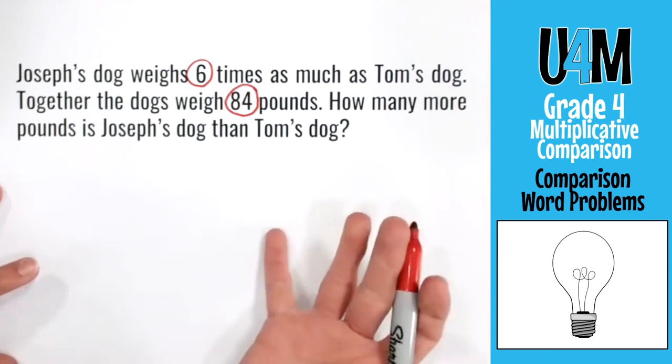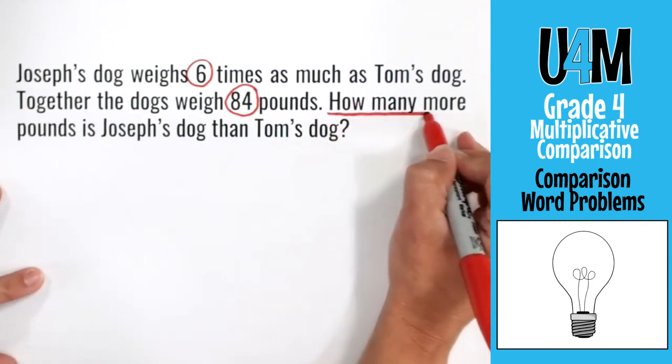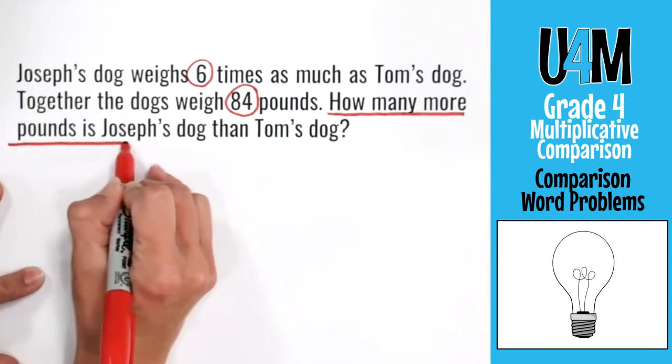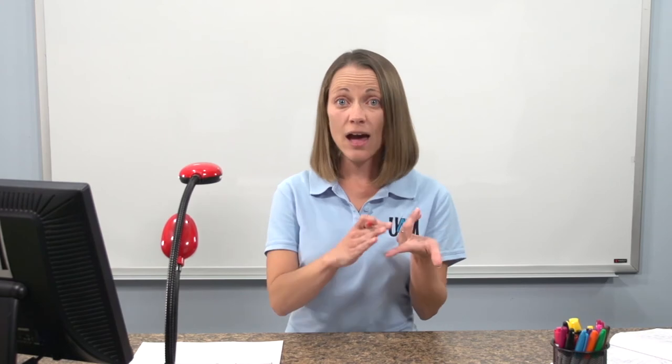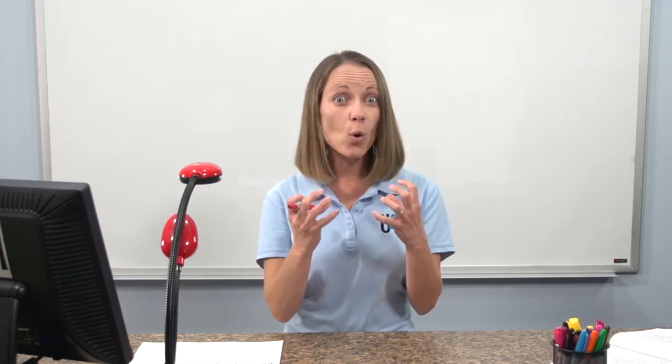Now we want to look at our question. How many more pounds is Joseph's dog than Tom's dog? Remember when I said to really reread that question at the end? This is one of those cases. They're not asking us how much Joseph or Tom's dog weighs. They're looking for how many more pounds. So what we know when we say how many more, that's subtraction. So not only do we have a multiplicative comparison here, we're also going to be using subtraction.